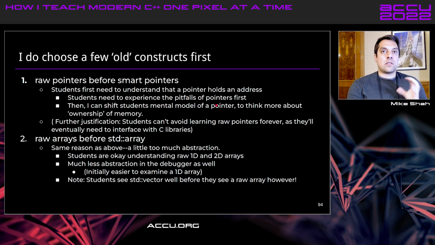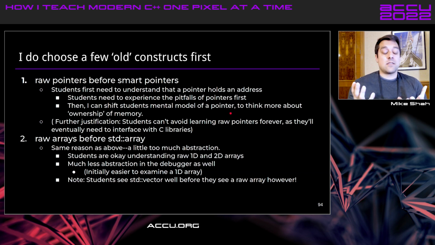Then over the series of the semester, I can shift their mental model a little bit and say, hey, those problems that you encounter with a pointer, folks thought about this for a while and said, well, we can introduce abstraction. Remember how we learned about classes and how we can encapsulate behavior and these kinds of constructs? Well, actually, there is a smart pointer that can handle some of these pitfalls. And then I can shift students' mental model.